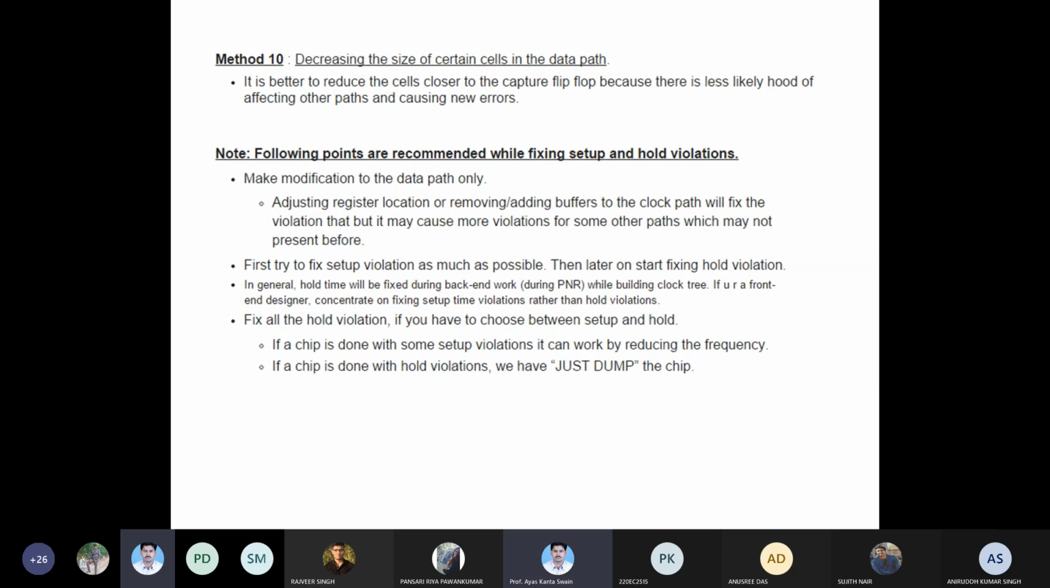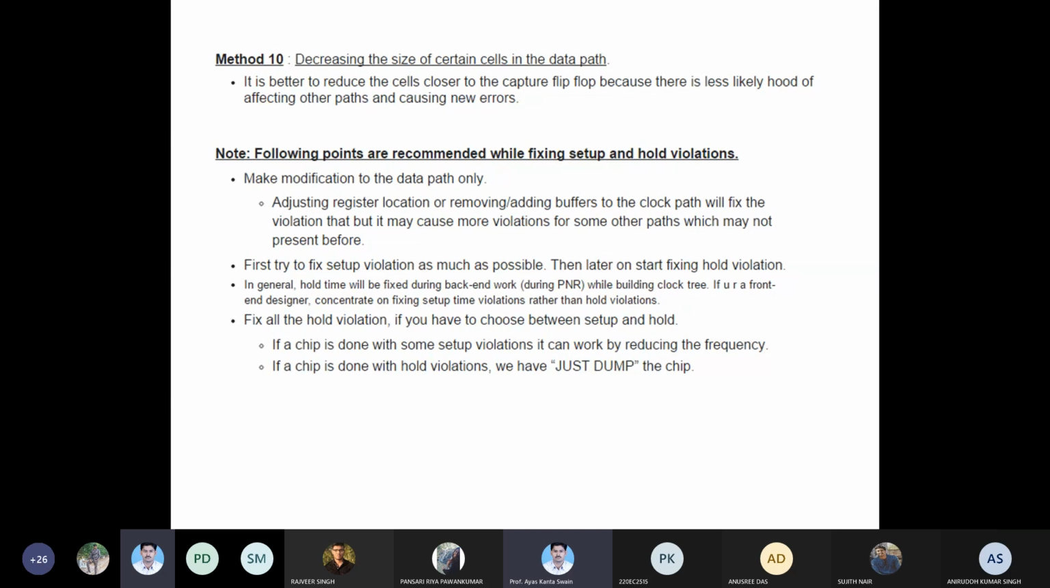Make modifications to the data path only, most of the time, if it is possible. Adjusting register location or removing or adding buffers to the clock path will fix the violation. Means anyway, you first try to change the data path. If it is not happening, then try to see the clock path.